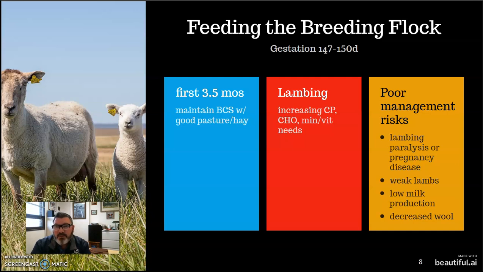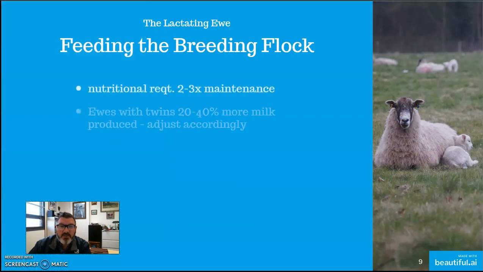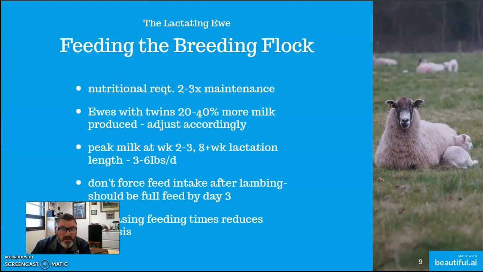So what are the risks if you have poor quality management? Well, lambing paralysis and pregnancy disease, we'll hit those at the end of the slide deck. Weak lambs, which of course are at much greater risk for mortality and morbidity problems. Low milk production, which will decrease your lamb weaning rate, and of course decrease wool clip if that happens to be important. So got to do a good job through this gestational and transition period.